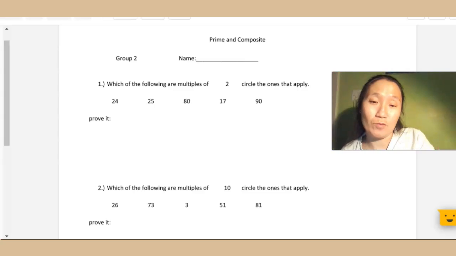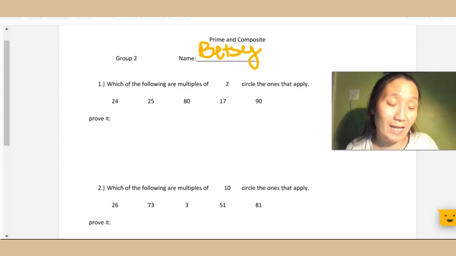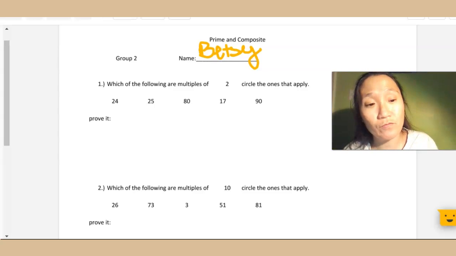All right, so let's go ahead. We always start with our name on the paper. So please put your name on the paper so that I know whose stuff I'm looking at and if you manage to get anything finished today. All right, so question number 1 is asking, which of the following are multiples of 2? And circle the ones that apply. And then you also have to prove it.